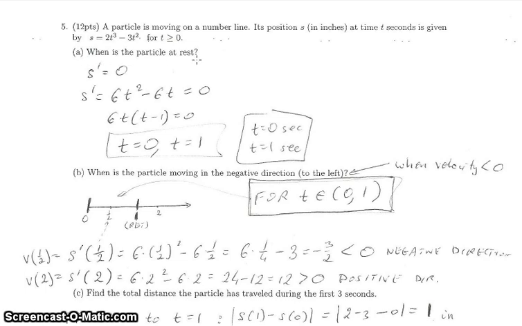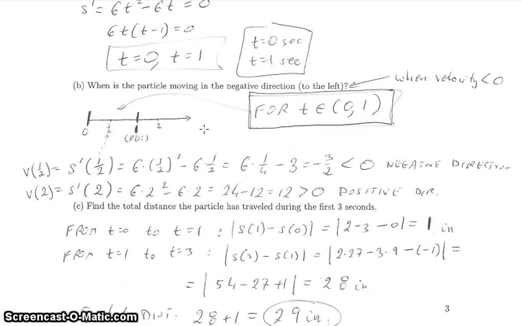So the particle is at rest when its velocity is equal to 0. You find the velocity by finding the first derivative and set it equal to 0. The derivative of 2t cubed minus 3t squared is 6t squared minus 6t. You set it equal to 0, factor out 6t, and set each factor equal to 0, and you get t equals 0, t equals 1. So the particle is at rest at time equals 0 seconds and time equals 1 second. So at the beginning of the motion and then after 1 second.